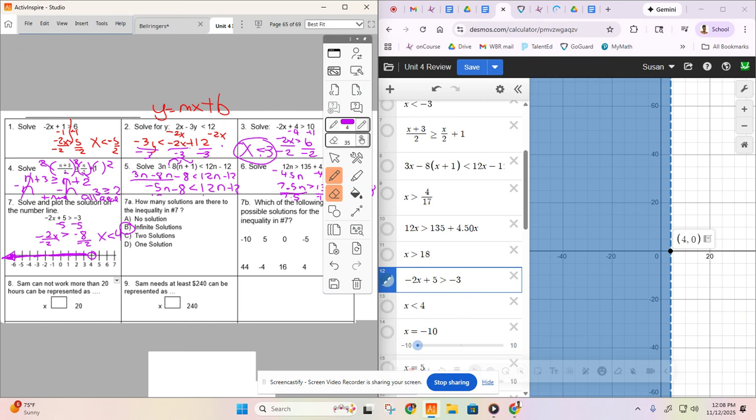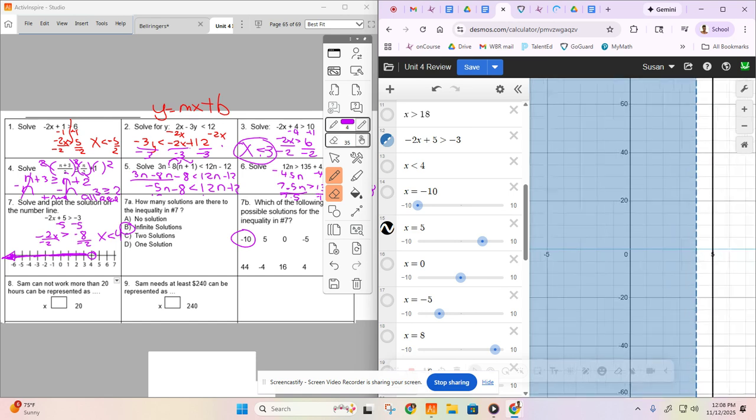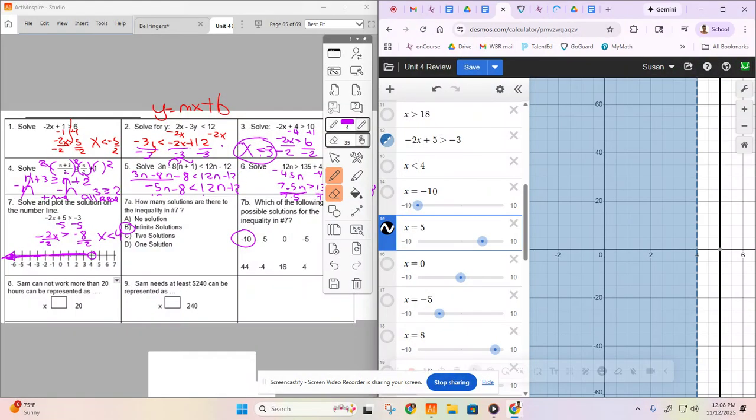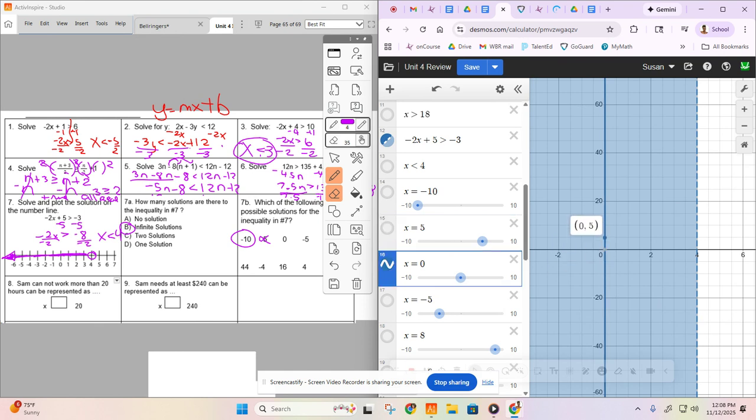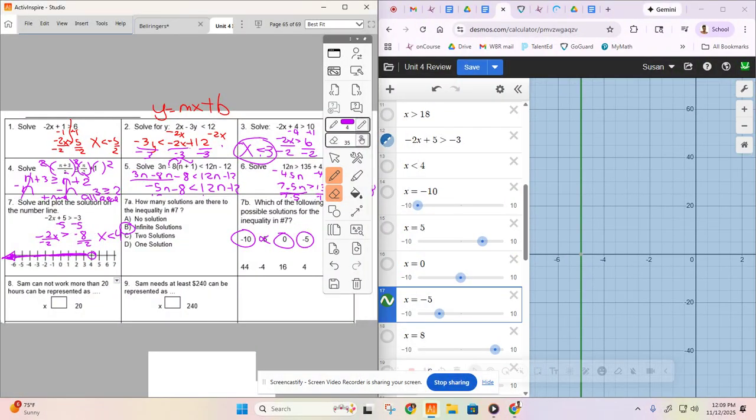Which of the following are possible solutions? So all I'm trying to see is, when I put in a number, if the x shows up in the shaded area. X equals negative 10 is showing up, so that's correct. X equals 5 is not showing up in the shaded area. It's outside the shaded area, so that's not right. X equals 0, that is right here. It is in the shaded area, so it's a yes. X equals negative 5, right there, it's a yes.